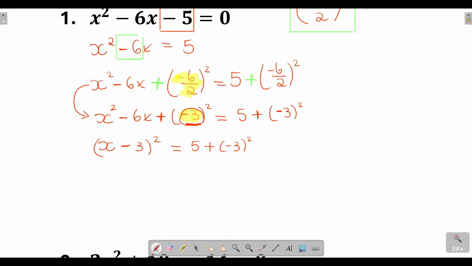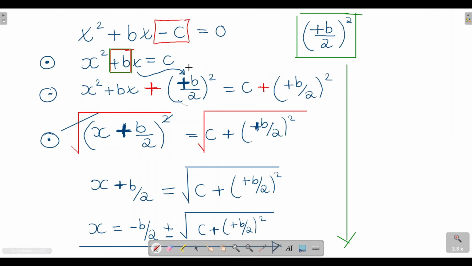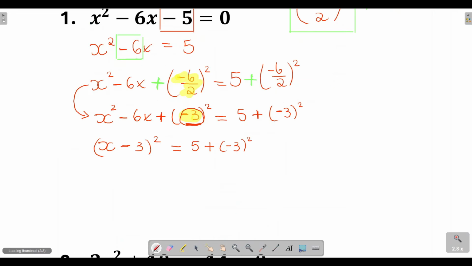So that is why, in this question, I kept this positive, because it shows you the sign that you're going to have inside your brackets when you're factorizing. That's basically why I kept it there, so you guys see what's happening. And then from here, guys, it's super easy.